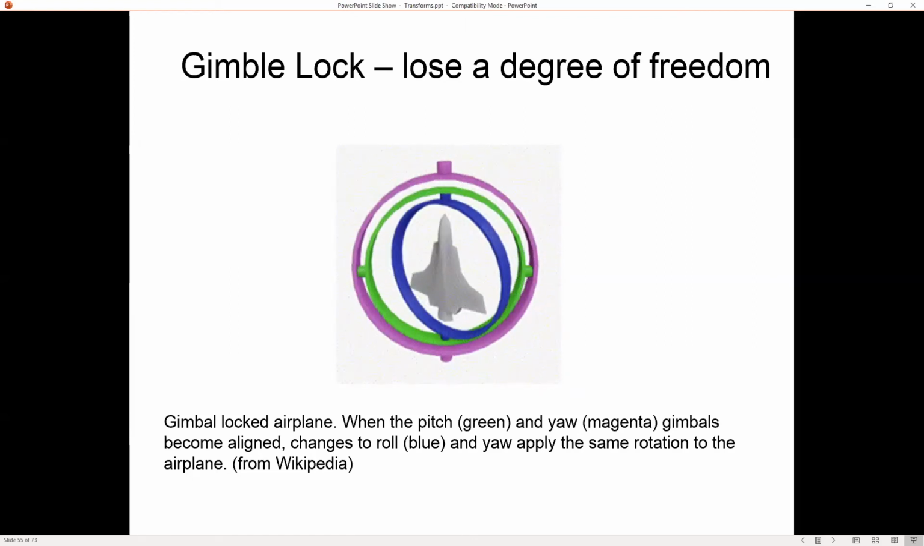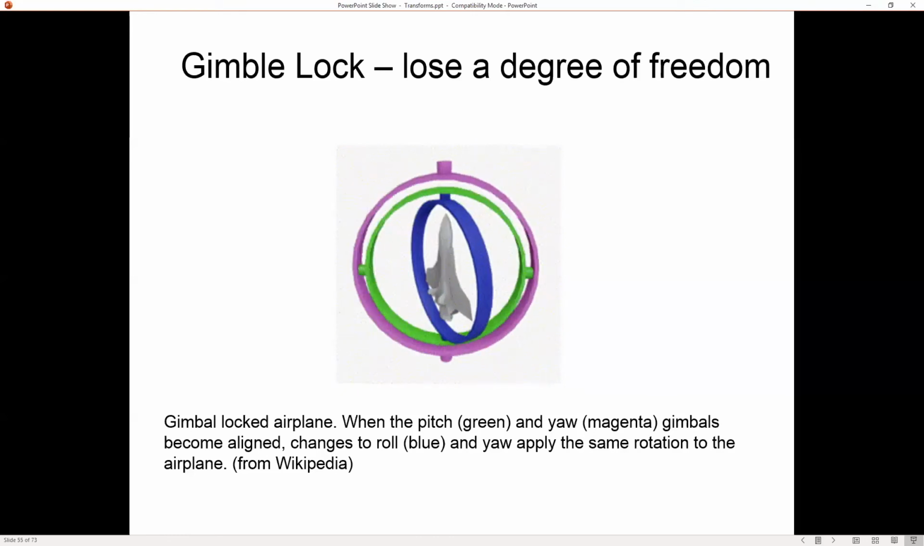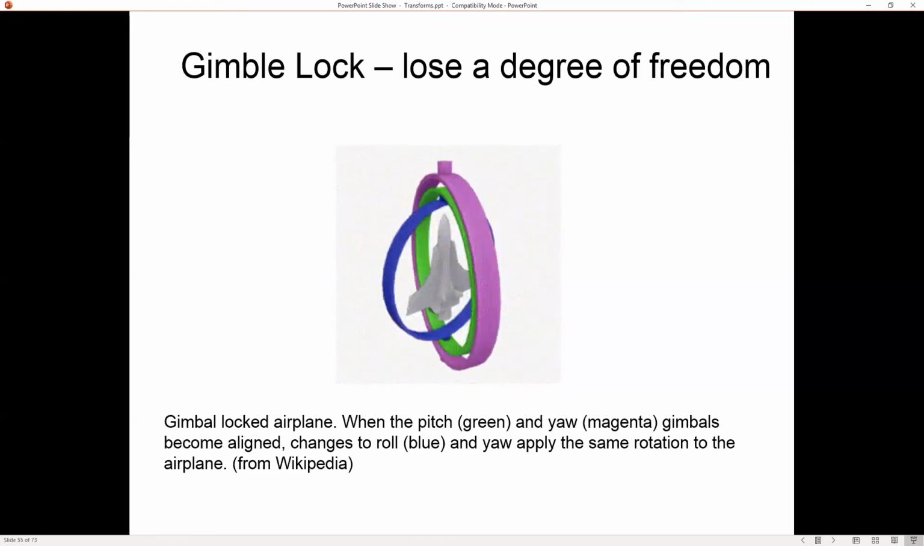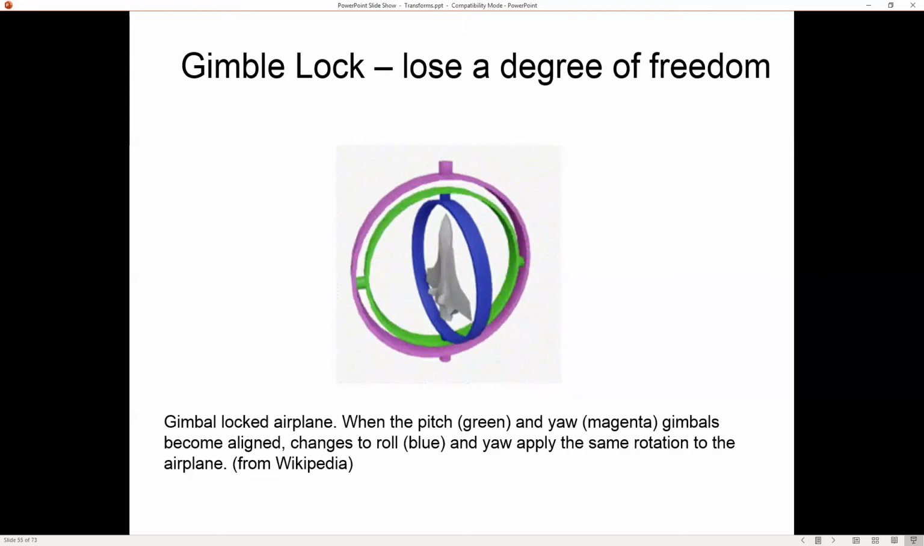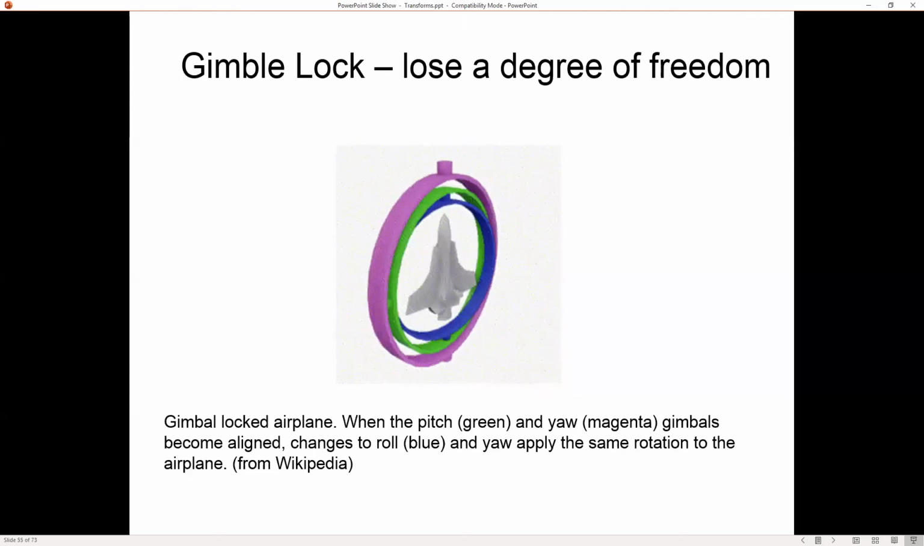Will it be a problem for you in your code? Some of you may encounter it. I don't think it'll be a huge problem to get out of, but you may encounter strange things when you start to stack up rotations.